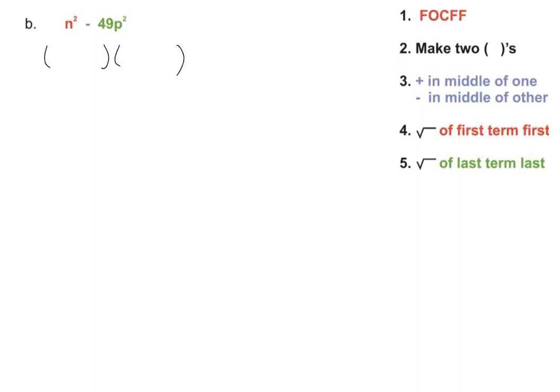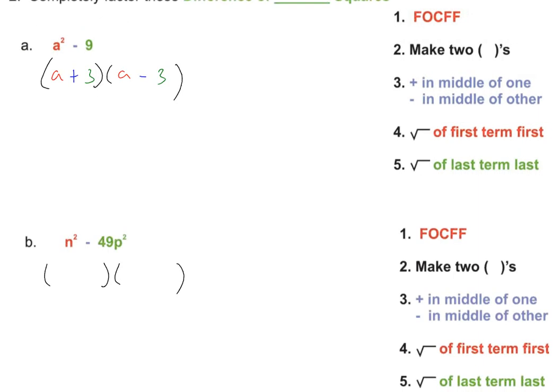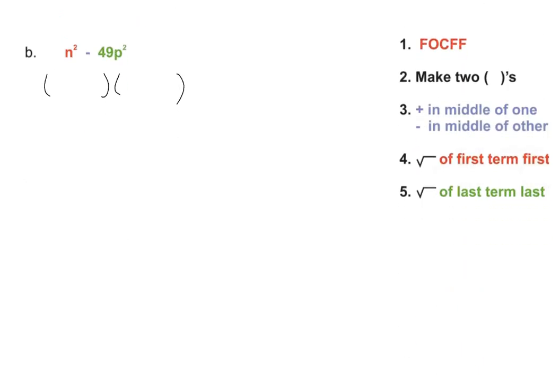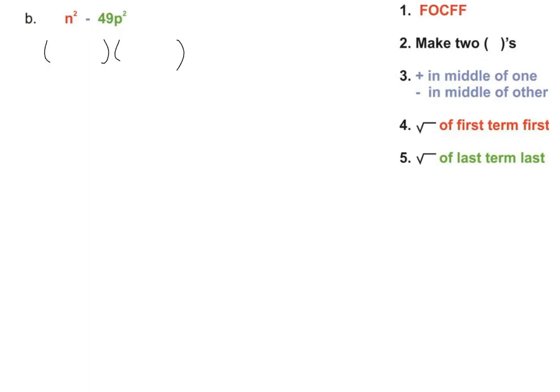Somebody tell me what to do next. Somebody raise your hand. What do I do next? Ashton? Take the square root. Not yet. What's next? Josh? So it'd be nice if you just said plus in the middle of the first and minus in the middle of the second or last. But yes, plus minus, right? Plus in the middle of the first, minus in the middle of the second. Somebody tell me what's next. What's next? Ethan?